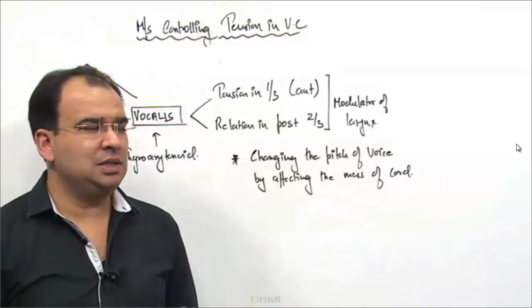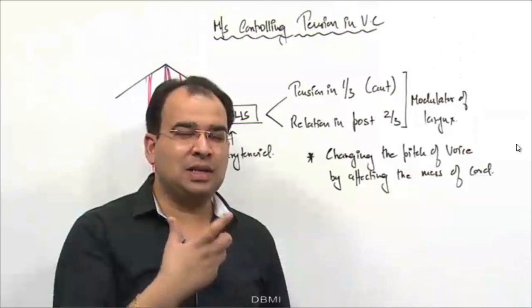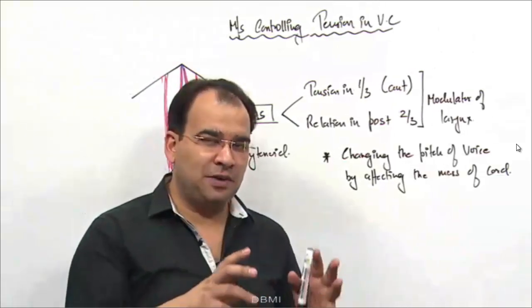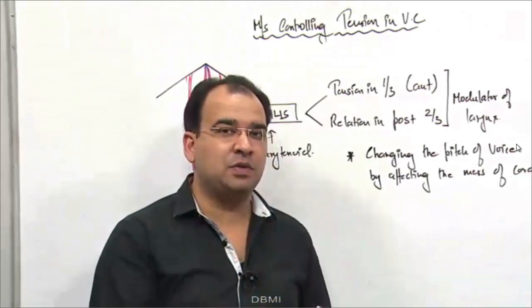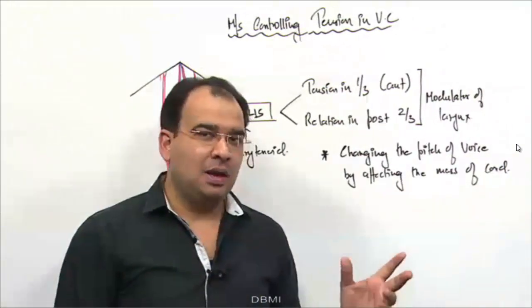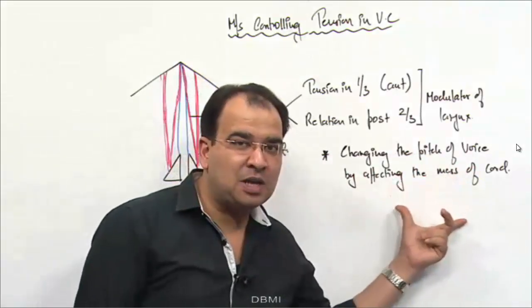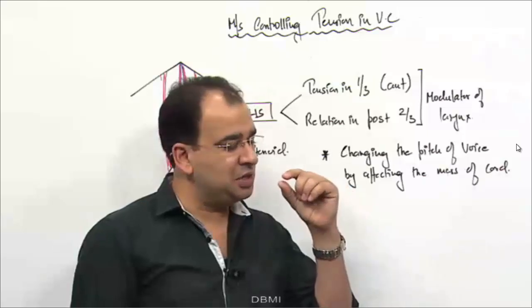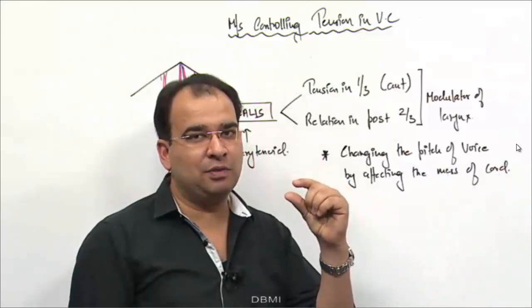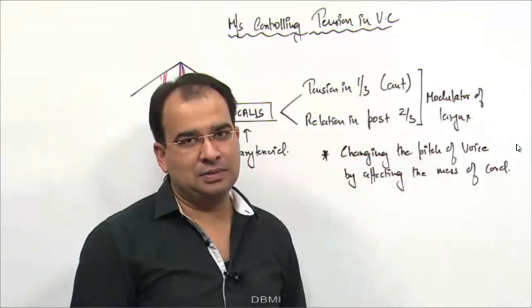See, the pitch of the voice can be changed even by strap muscles. The question is which muscle changes the pitch of the voice. If I have to choose one muscle from all the laryngeal muscles which can change the pitch of the voice, the best answer would be cricothyroid. But look at the statement: changing the pitch of the voice by affecting the mass of the cord. If it says the muscle which changes the thickness of the cord or affects the mass of the vocal cord, and that can change the pitch of voice, then the answer will be vocalis.